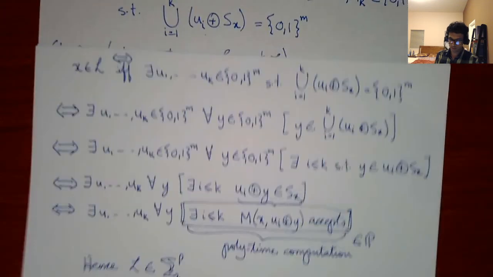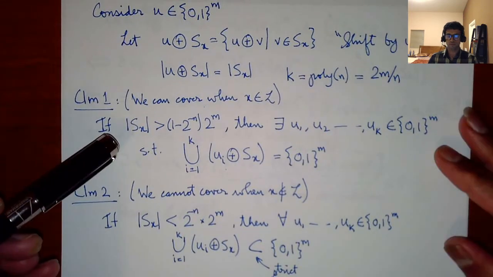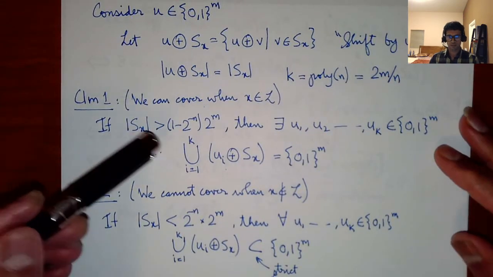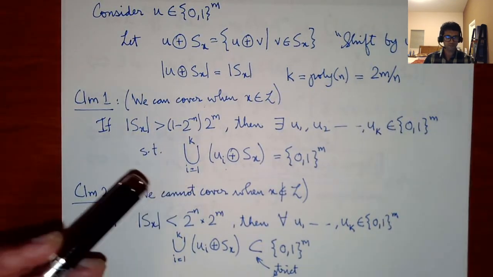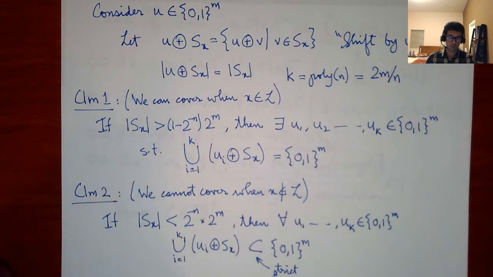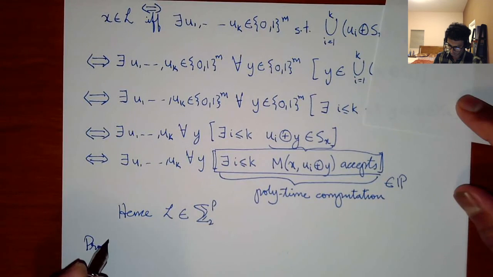Now let's go ahead and prove claim 1. This is claim 1: if S of x is large, then there exists u1 to uk such that the union of the shifts will cover everything. And this is going to be sort of a clever probabilistic proof. Okay, so I'm now going to write the proof of claim 1.